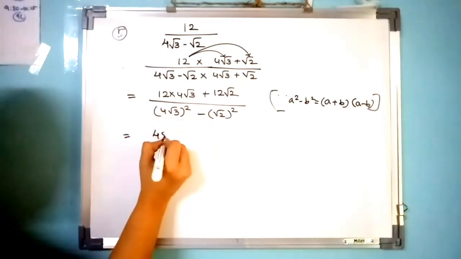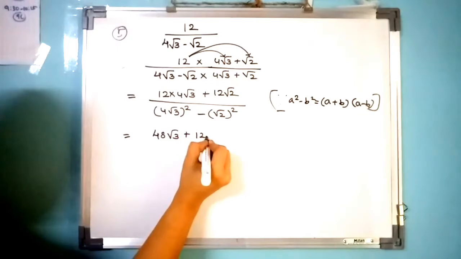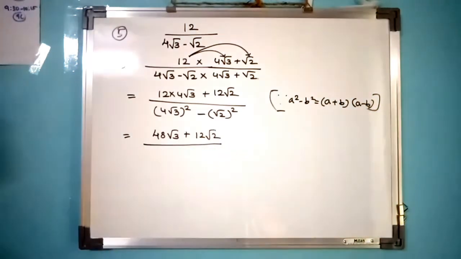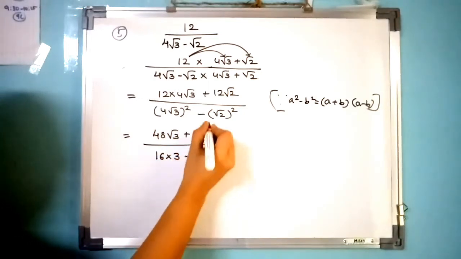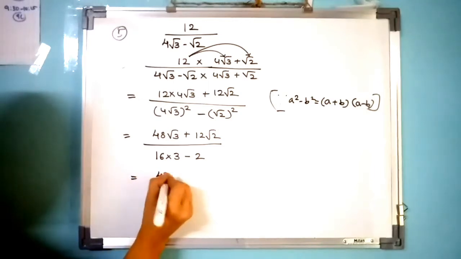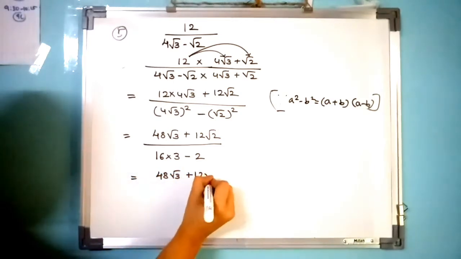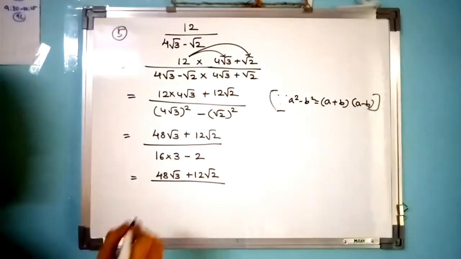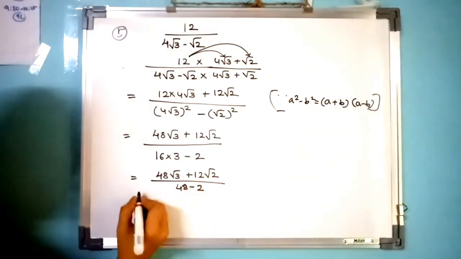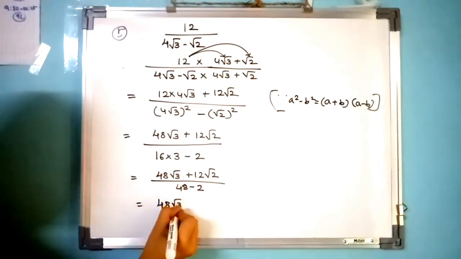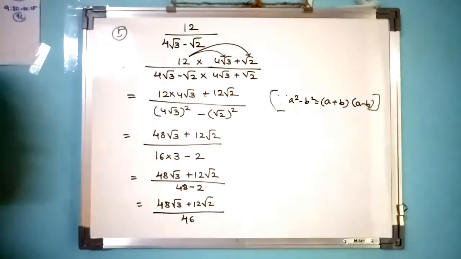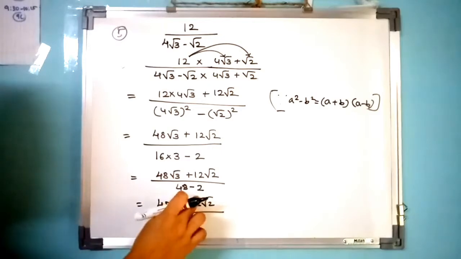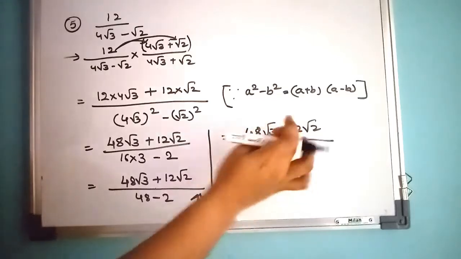12 fours are 48 root 3 plus 12 root 2 upon. Now everybody knows how to solve this bracket. 4 square means 16, root 3 square means 3, root 2 square is 2. So now 16 threes are 48 minus 2. So after solving this we get 46 as denominator.